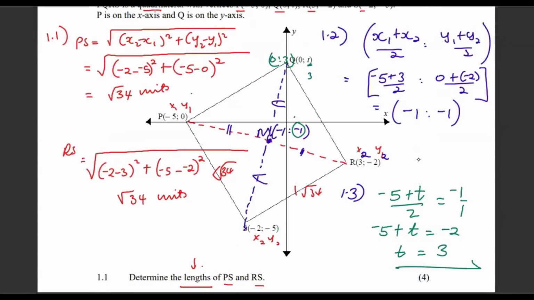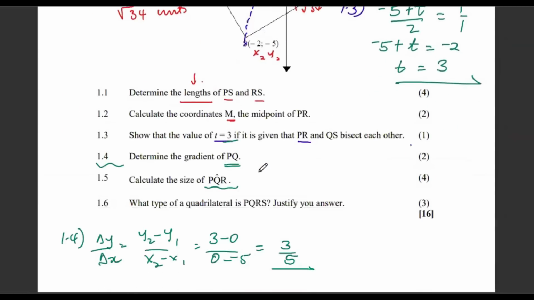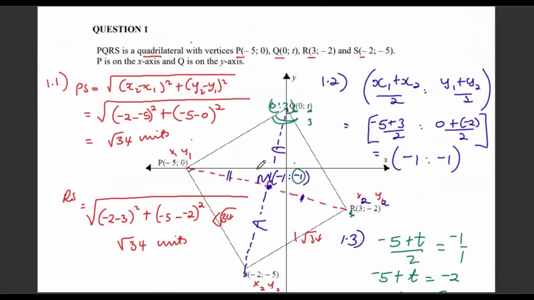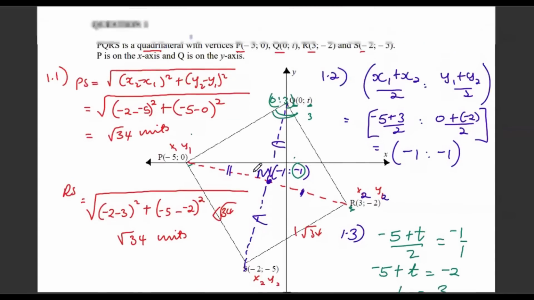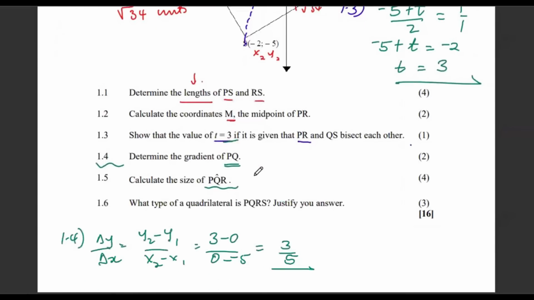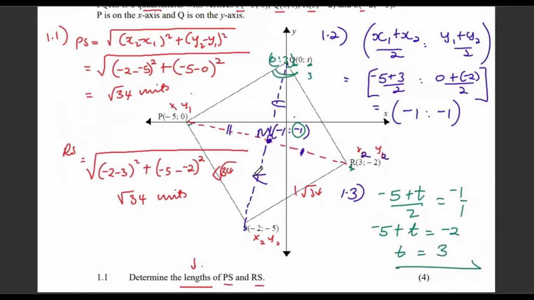P, Q, and R. In other words, they want us to get this entire angle here. How many marks is this question? It's 4 marks, okay. Now, there are 2 ways to do this, né? Okay, I don't want to speculate, but I don't want to assume that it's a 90, né? I don't want to assume that it's a 90.